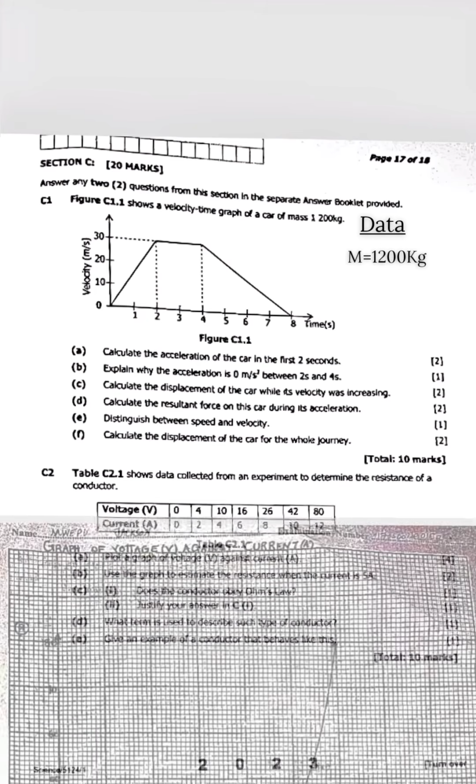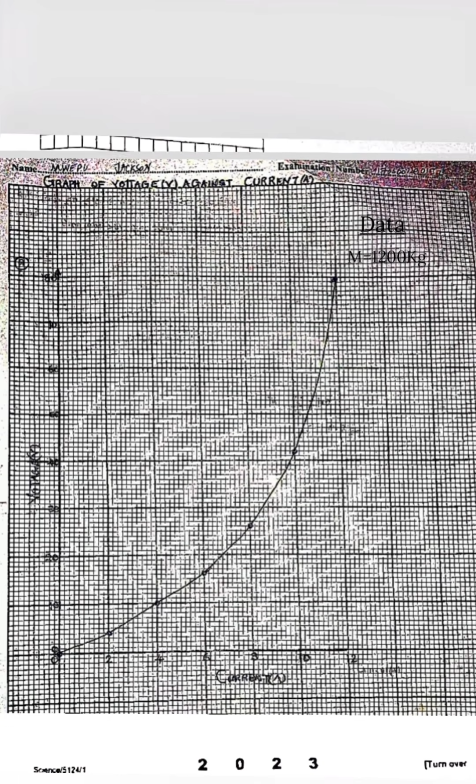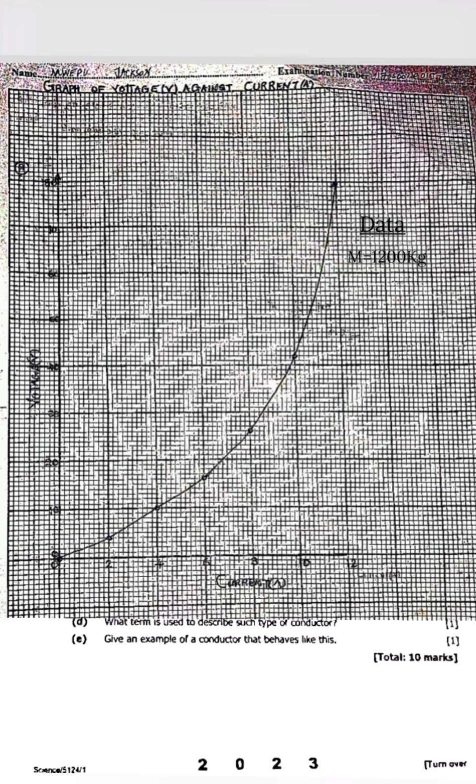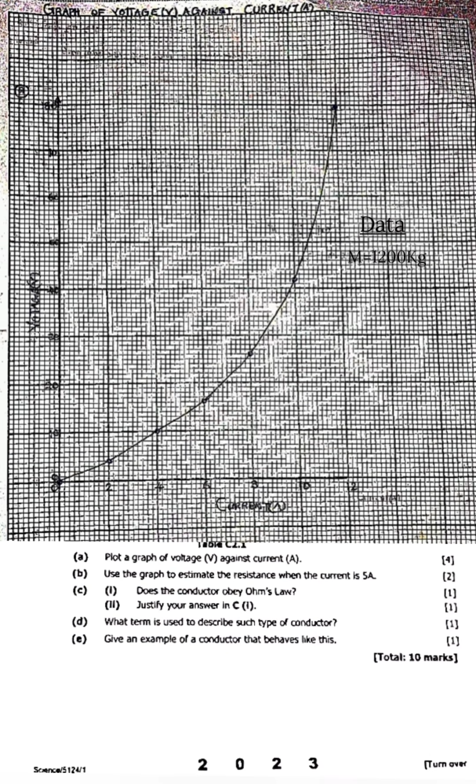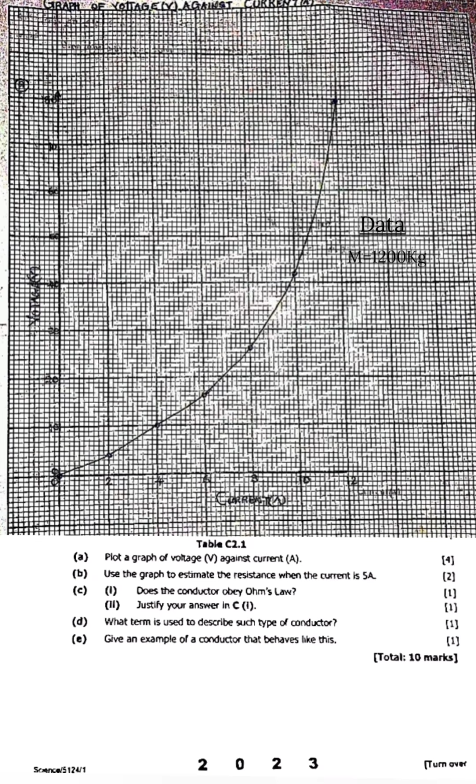So I hope you can see it clearly. It will be like this. So the range is like this. On the voltage here, the voltage should be on the y-axis, then the current should be on the x-axis. Okay, so question B reads, using the graph, estimate the resistance when the current is 5 amps.